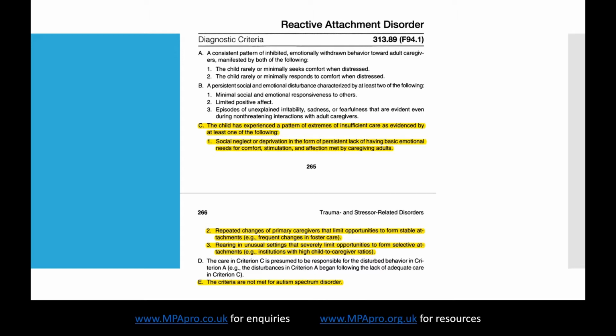And the bit I've highlighted there tells you that the child has to have experienced a pattern of extremes of insufficient care, as evidenced by social neglect or deprivation in the form of persistent lack of having basic emotional needs met, or repeated changes of primary caregiver, or rearing in an orphanage, basically the Romanian orphanages that you may have seen historically, where children were in awful conditions.